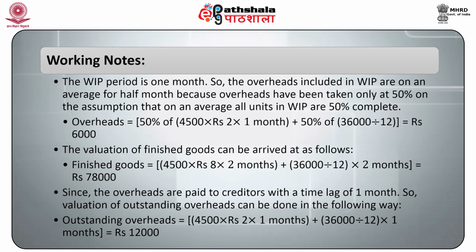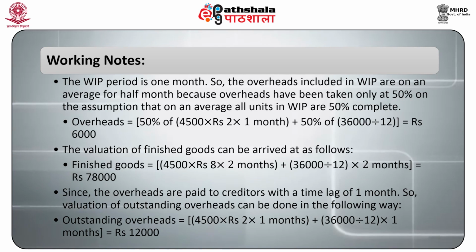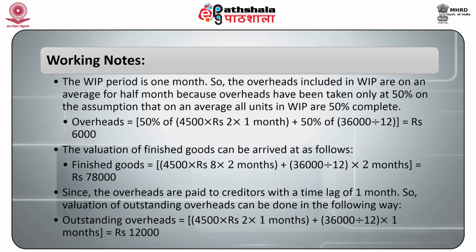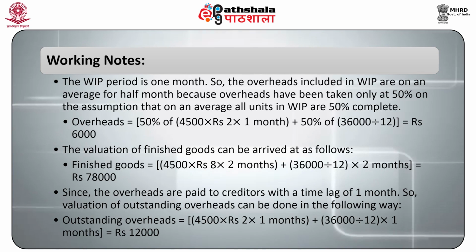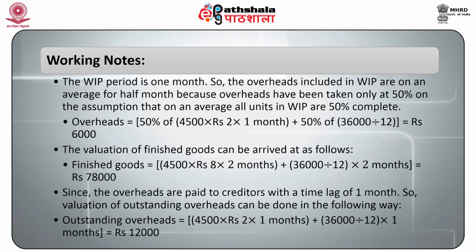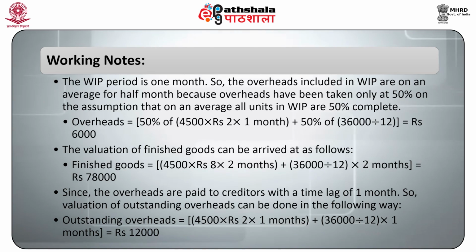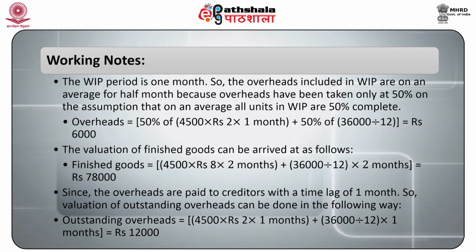The overheads are given by 50% of 4,500 units into rupees 2 into 1 month plus 50% of 36,000 divided by 12, which gives us rupees 6,000. The valuation of finished goods can be arrived at as follows. The finished goods can be given as 4,500 into 8 into 2 months plus 36,000 divided by 12 into 2 months, which is rupees 78,000.